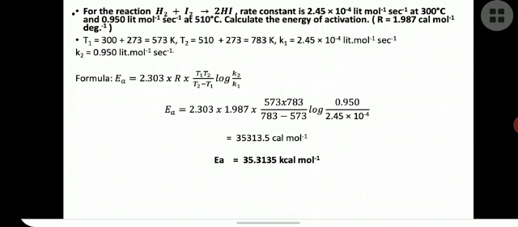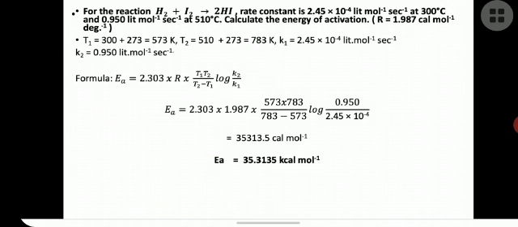I will read the problem again. For the reaction H2 plus I2 gives twice HI, the rate constant is 2.45 into 10 raised to minus 4 liter per mole per second at 300 degrees Celsius and 0.950 liter per mole per second at 510 degrees Celsius. Calculate the energy of activation. The value of R is given to us. It is 1.987 calories per mole per degree.